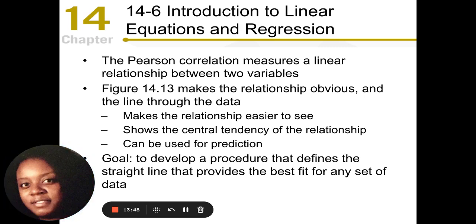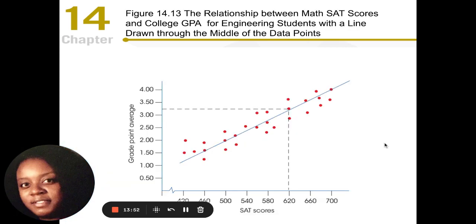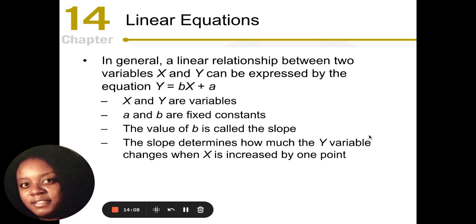The goal is to develop a procedure that defines the straight line that provides the best fit for any set of data. So if you take a look at 14.13, the relationship between math SAT scores and college GPA for engineering students shows a line drawn through the middle of the data points. The higher the SAT scores, the higher then also the GPA.